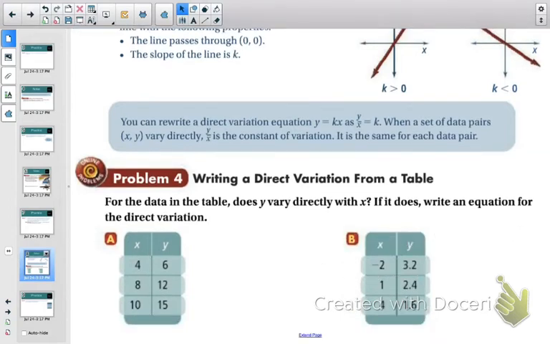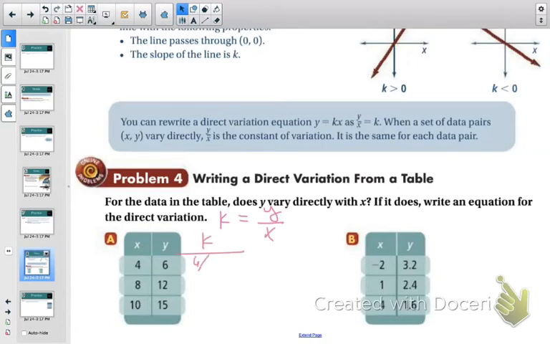Okay, so looking at these tables here, we know that these are all direct variations because, well, actually it's asking, does y vary directly with x? If so, write an equation for the direct variation. So to test that, we need to find k for all these points. Remember, k is just going to be y divided by x. So let's find k here.